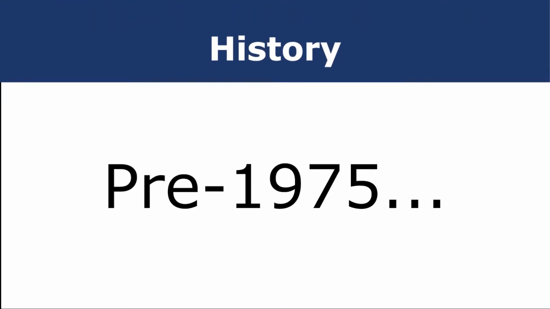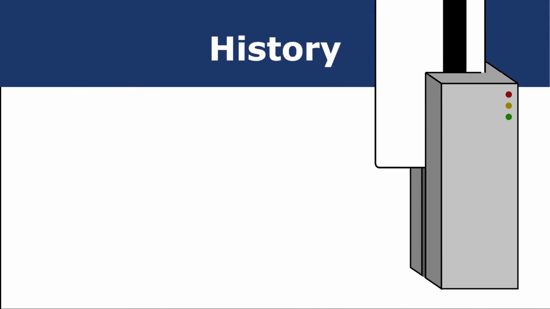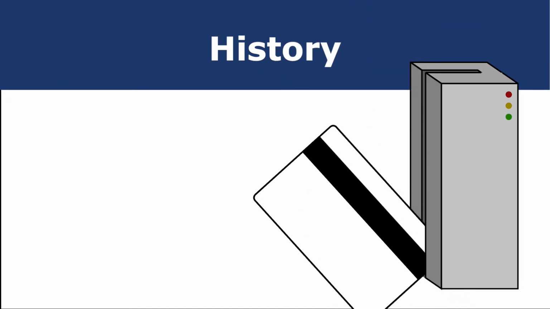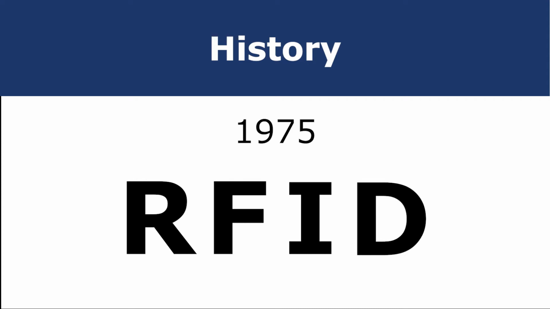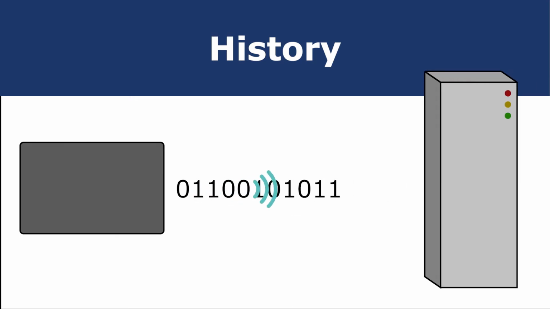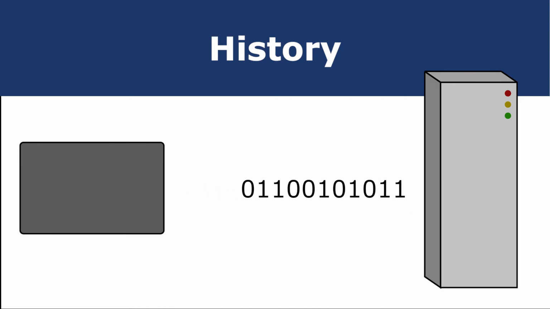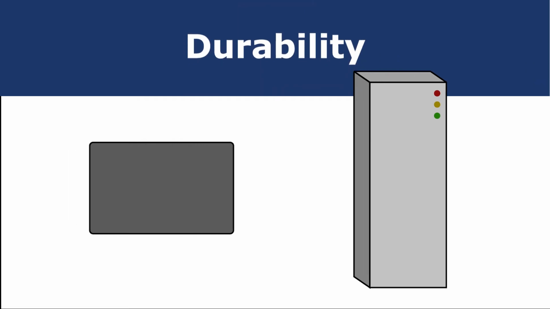Prior to 1975, all card identification systems relied on magnetic stripe cards. However, as these required physical contact between the cards and the reader to work, eventually one or the other would wear out and need to be replaced. In 1975, radio frequency identification (RFID) was invented. This technology allowed a string of binary code to be transmitted over radio waves so that the card no longer had to make physical contact with the reader in order to be verified. This meant that both cards and readers would last much longer before wearing out.